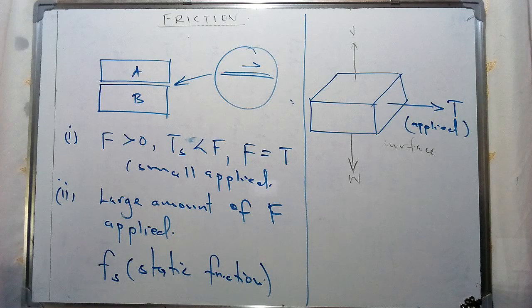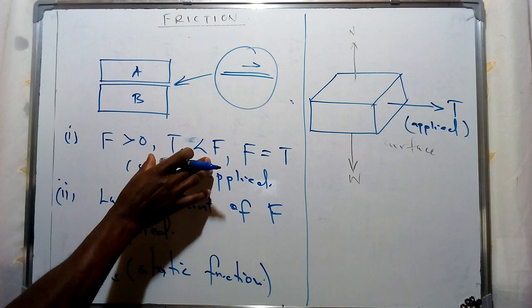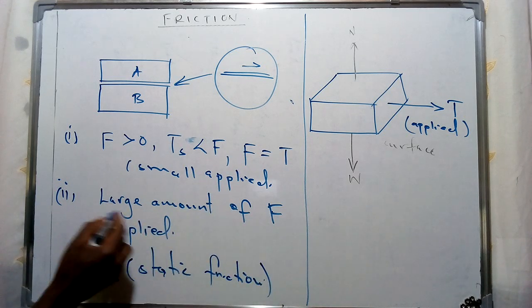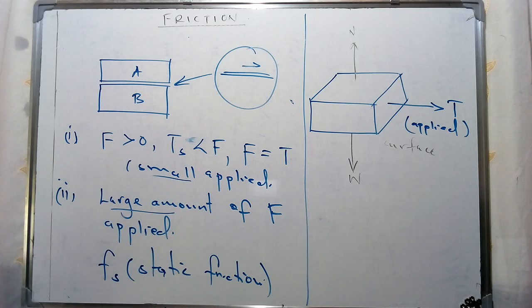And therefore, we are going to experience, for the first case, the effect of static friction affecting this specific object. And for the second case, we're going to apply relatively a larger amount compared to the first force T which was applied. And in this case, we're going to see that this static friction increases until it acquires a maximum value before the block starts sliding.